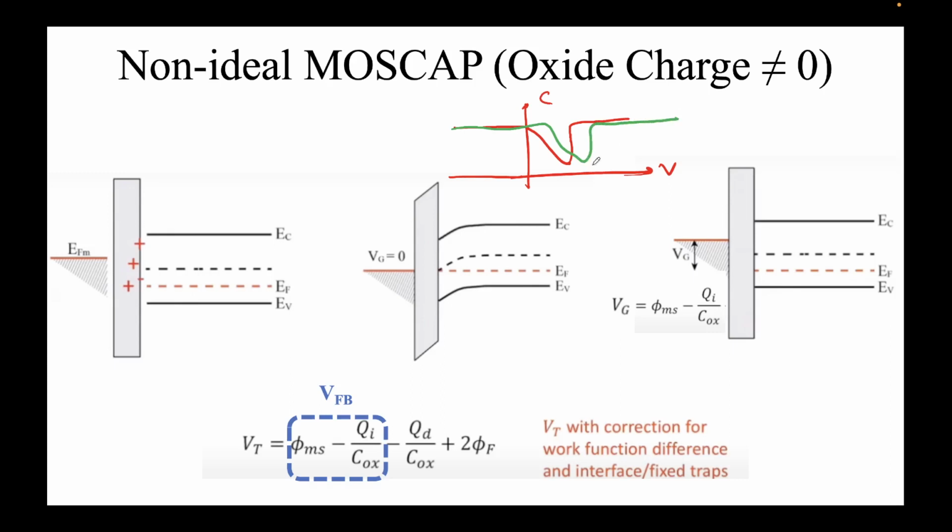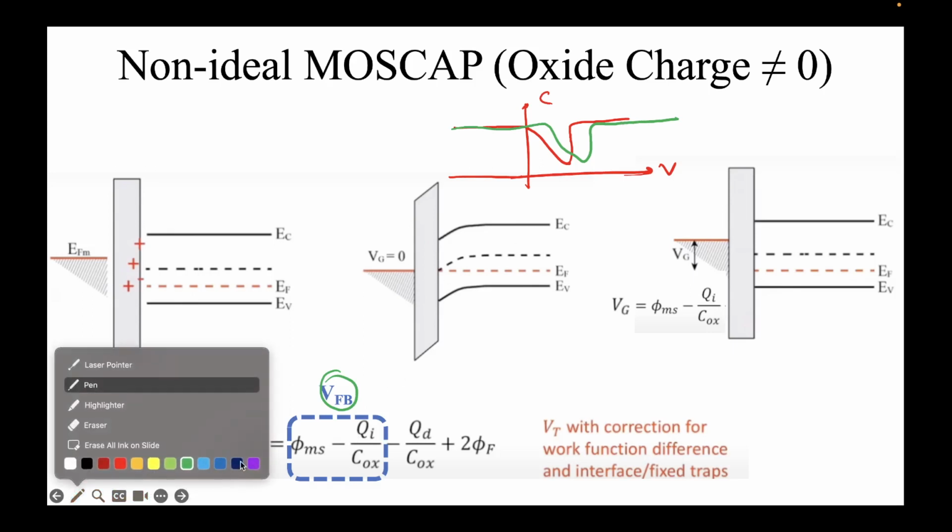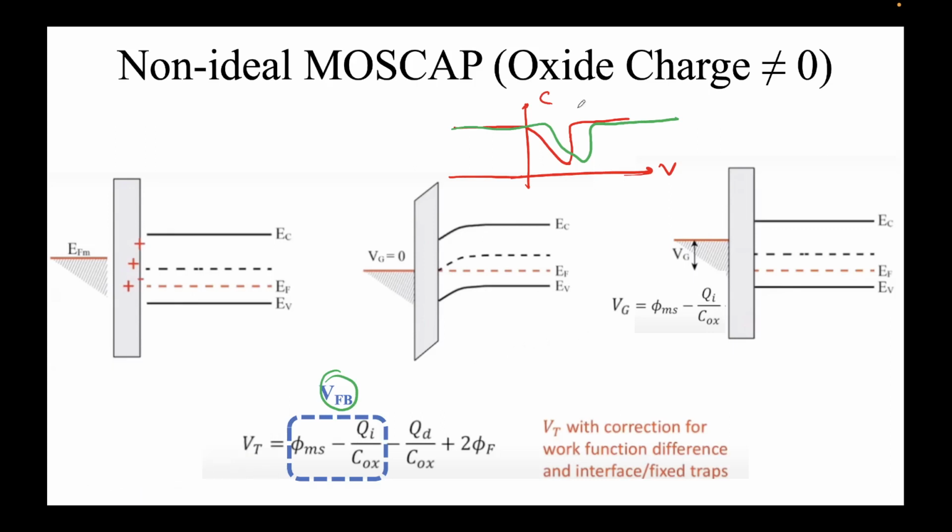It can either get shifted to the right or left depending on the value of VFB. If VFB, this entity, is positive, you will get a green curve. The red curve is the ideal one. If VFB is negative, because VT is now shifted to the left essentially, to a more negative voltage, then you will get something which I'm drawing here in blue. So the non-ideal CV curves look either like green or like blue.